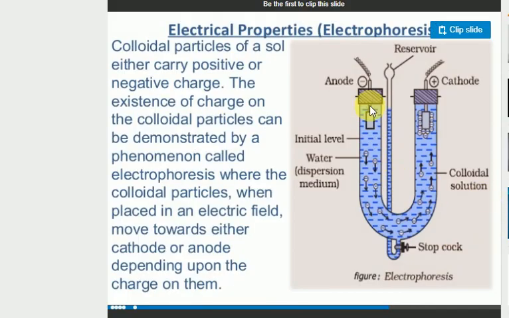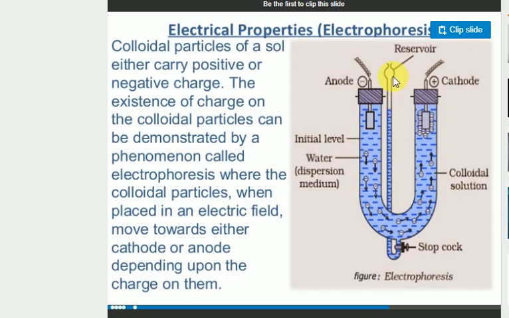Suppose I'm taking one chamber here. This is the anode, the anodic plate. This is the cathode, the cathodic plate. Here the colloidal solution is there. In this colloidal solution, I'm taking the dispersed phase particles. The solid particles are negative charge particles only. Look at the initial level of the water. In general, water is taken as the solvent.